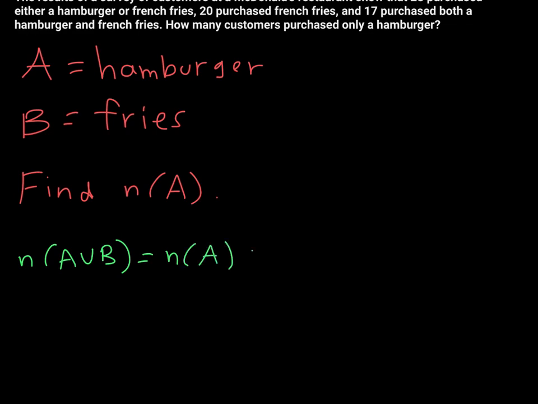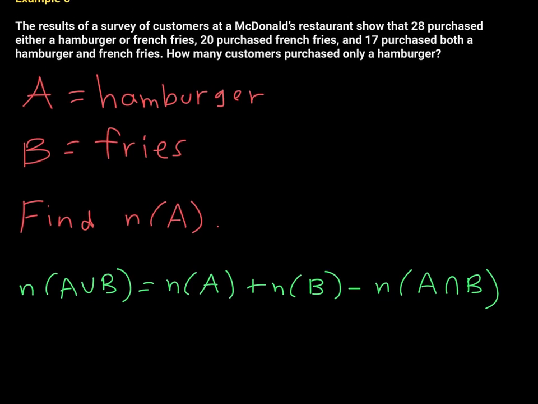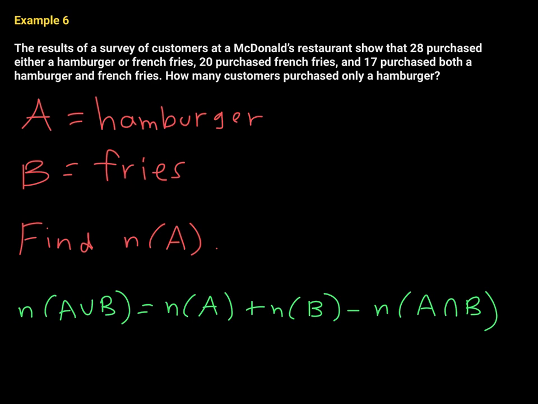the number of elements in A plus the number of elements in B minus the number of elements in their intersection, correct? Now, do we know the number of people that ordered a hamburger or French fries? Yes, we do. If we go back up to the problem here, it's right here. 28 purchased a hamburger or French fries. Remember, the word or means union. So this number is 28.